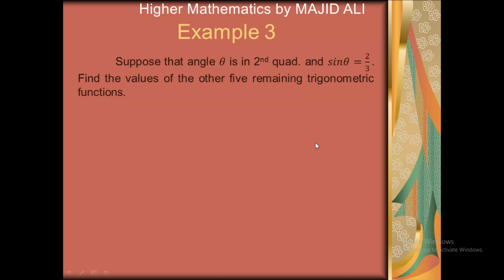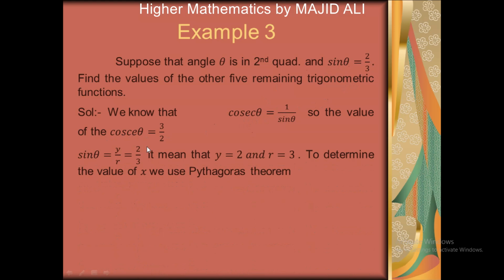Here is the example to find the values of trigonometric functions. Here it is given that sine theta is equal to 2 over 3. To find the values of the other 5 trigonometric functions, we know that the reciprocal of sine theta, which is cosecant theta, is found by reversing the value 2 over 3, which gives 3 over 2. Then we have the other 4 values.